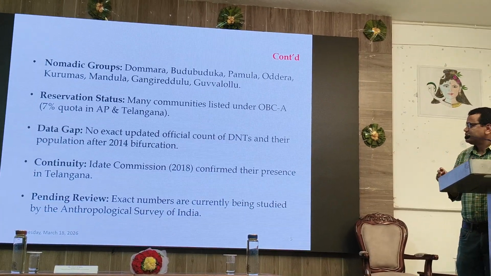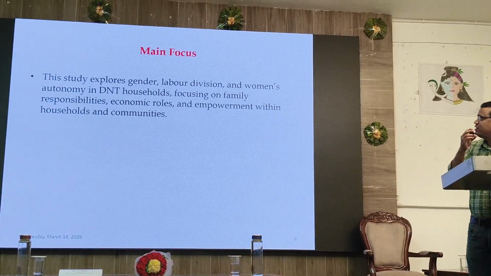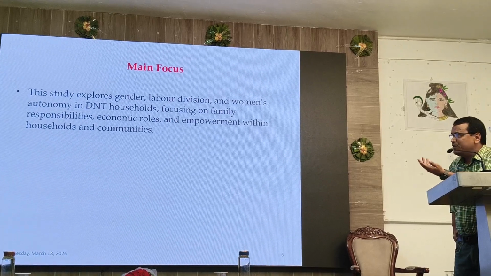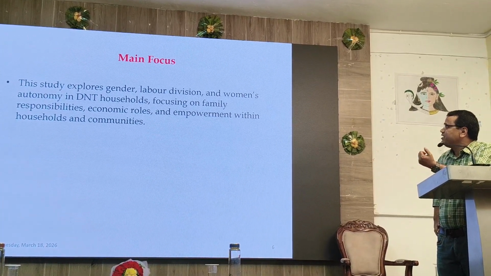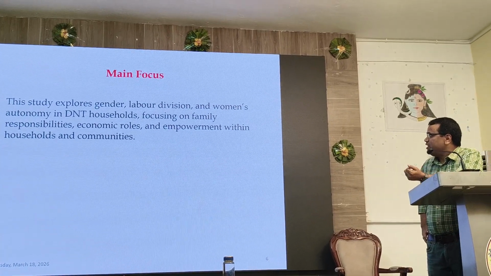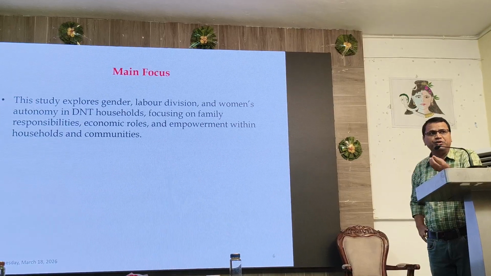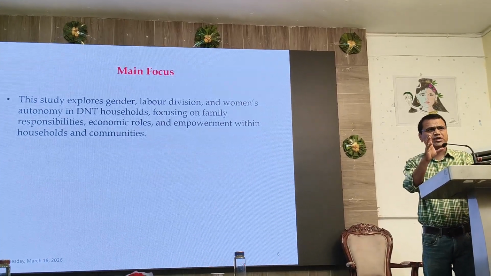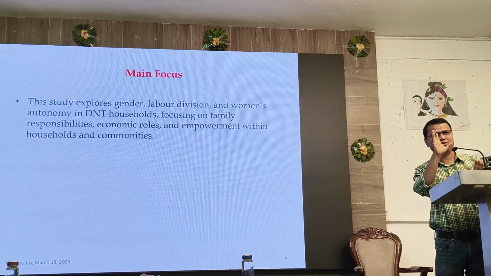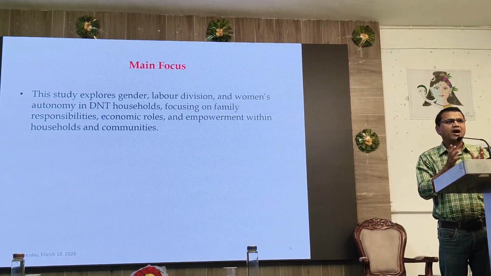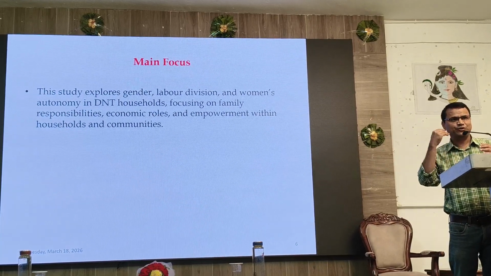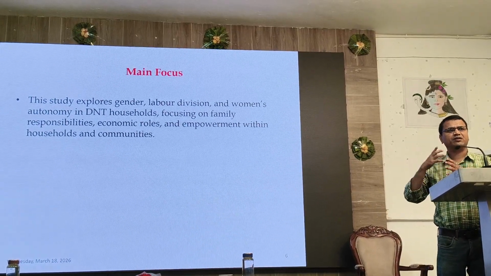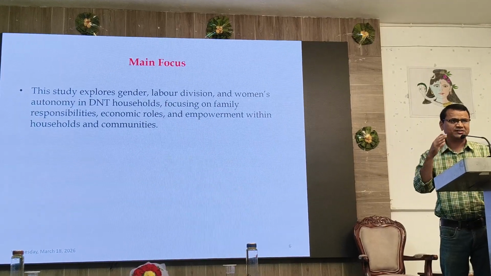So our study focused on gender, labor division and women's autonomy in DNT households, focusing on family responsibilities, economic roles and empowerment within the households as well as within their own communities. So I am presenting the prime and main results that are related to women and labor. In terms of the gender aspect, I am giving these results, but there are several other important findings which I am not going to discuss here.